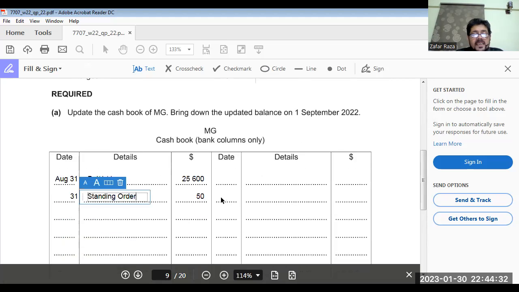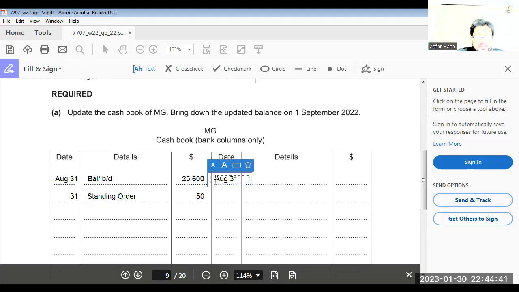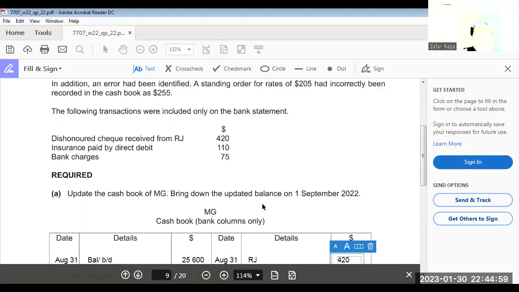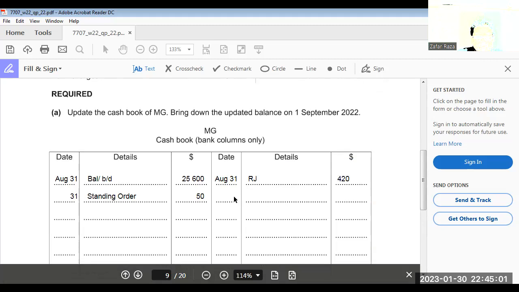Now, dishonored check from RJ. So what do we have to do? August 31st. We write RJ check bounced or dishonored. How much? The amount is 420. So we'll report it over here, $420. Then insurance paid by direct debit. So we'll write it over here, 31, insurance.